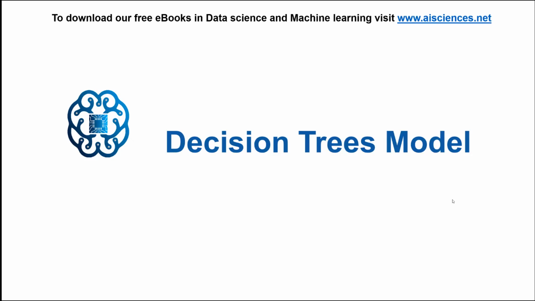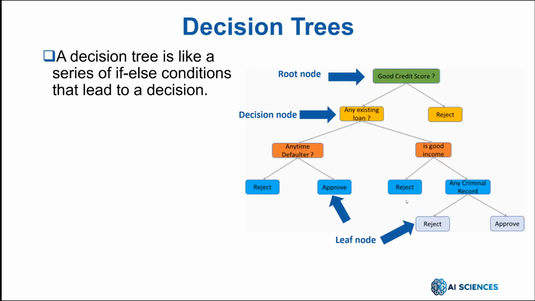Now let's present the decision trees model. A decision tree is like a series of if-else conditions that lead to a decision. It can be used for classification or regression use cases. It works for both categorical and continuous input and output variables. A decision tree breaks down a data set into smaller and smaller subsets, while at the same time, an associated decision tree is incrementally developed. The final result is a tree with decision nodes.